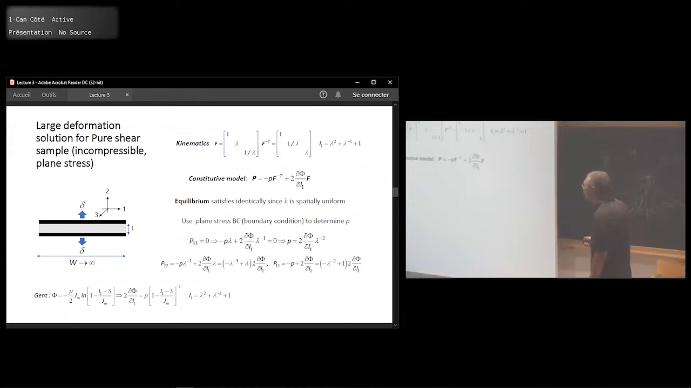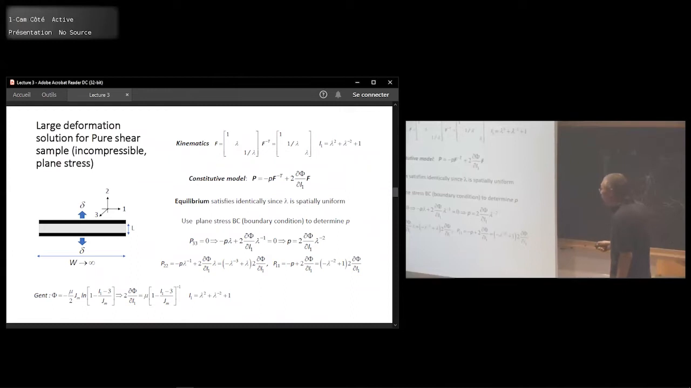So the field is homogeneous, so it satisfies the equilibrium equation identically, okay? And now we use the plane. So now the only thing that we do not know is this so-called Lagrange multiplier or pressure, and this is for any material that you like, as long as it is dependent only on I1. So it could be a Neo-Hookean material, it can strain harden, it can do all sorts of things.